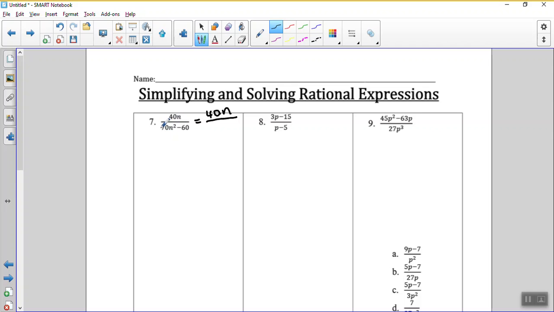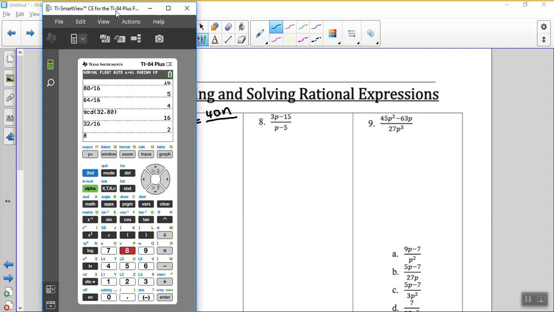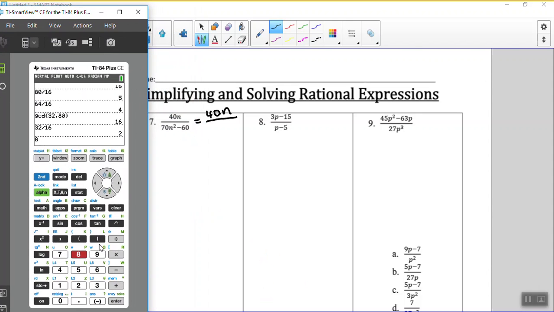So what is common between 70 and 60? Okay, you can use your calculator. I mean, I can see that it's 10. 10 goes into 70 and 60. But if you can't see that, you can just go to your calculator and try to figure out what the common factor is. So for 70 and 60 it is 10, because 10 goes into both of them.